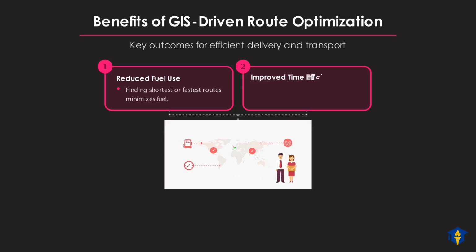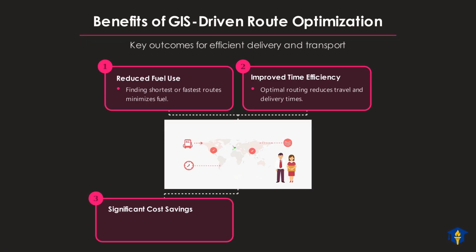Next, it leads to greatly improved time efficiency in our operations. Optimal routing directly reduces both travel and overall delivery times. We also see significant cost savings across the board in logistics. This includes lower expenses for fuel, maintenance, and driver hours.